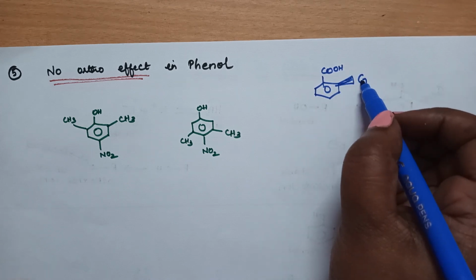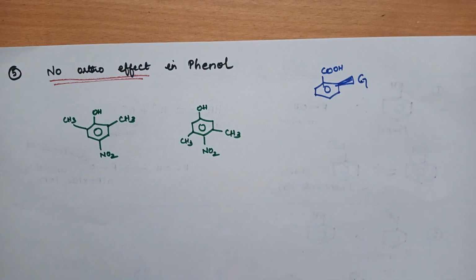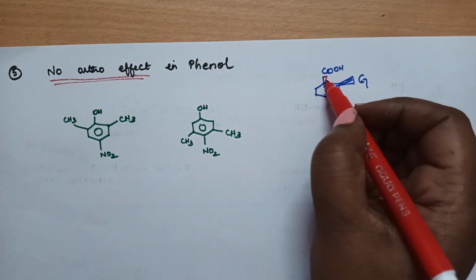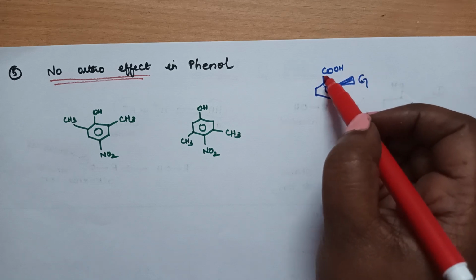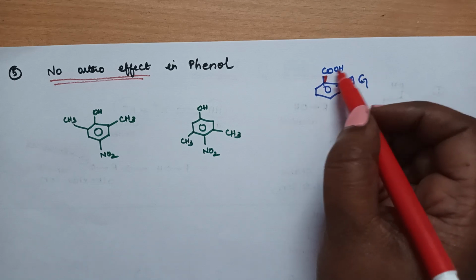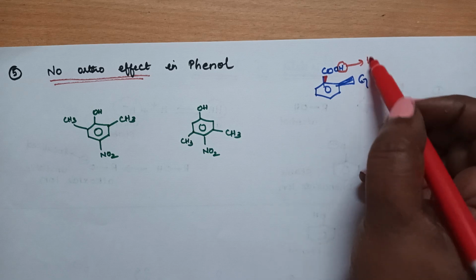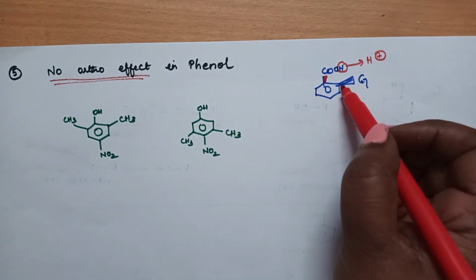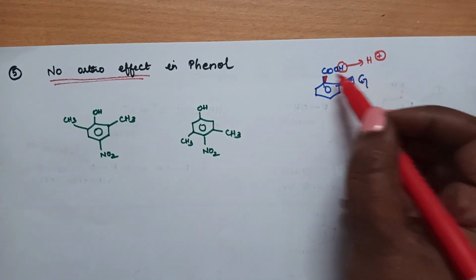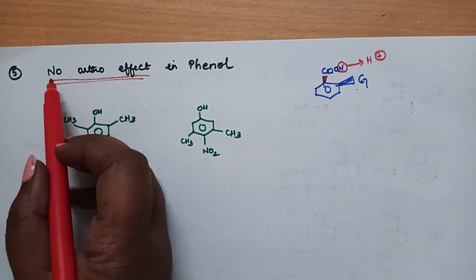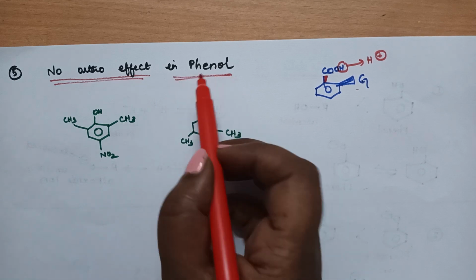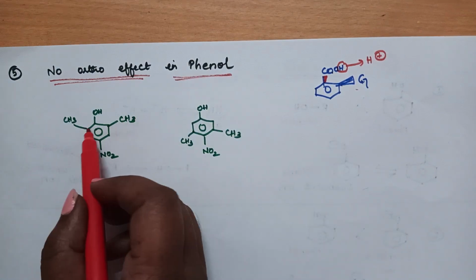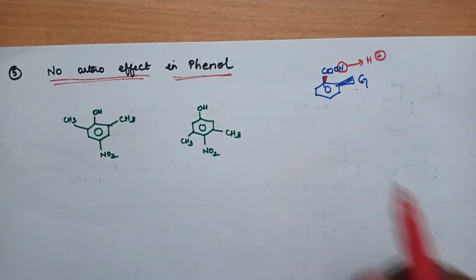Then what happens is the plane of this acid will change. When the plane changes, it can easily lose this proton. So this goes out of plane when a group is present at ortho position. This is what happens in acid. But here there is no ortho effect in phenol. So in phenol, if a group is present at the ortho position, it doesn't show this effect. Now in these two structures, we have to see which is more acidic in nature.